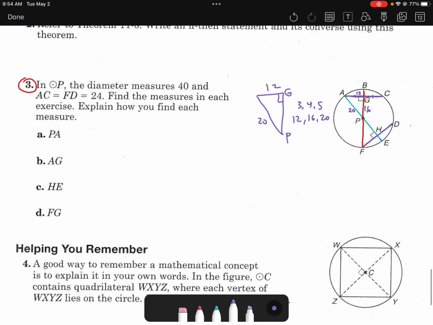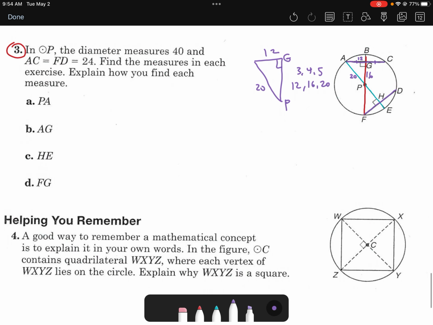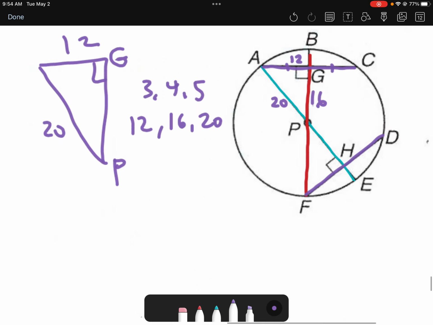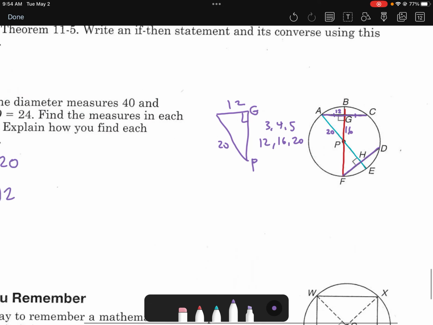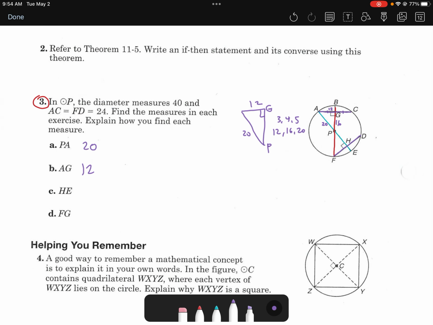They didn't even ask you to do that. Well, I just found G to P. I wanted P to A. Well, P to A is your radius. That's 20, so that's really easy. A to G, that would be 12. You can just see that right here. A to G is 12.